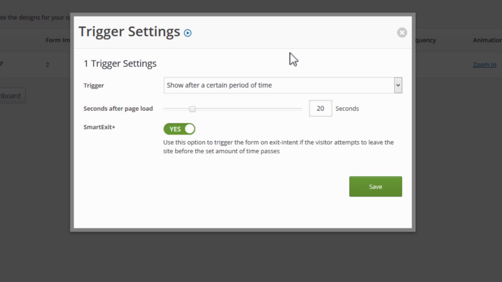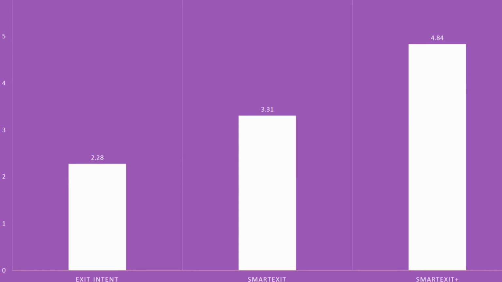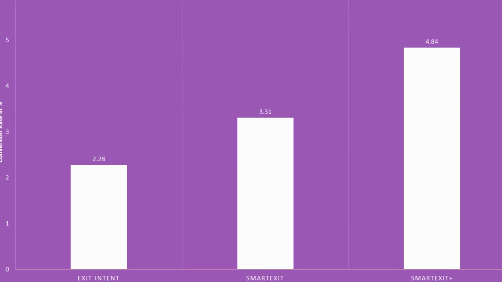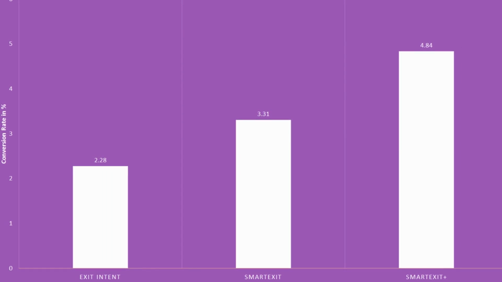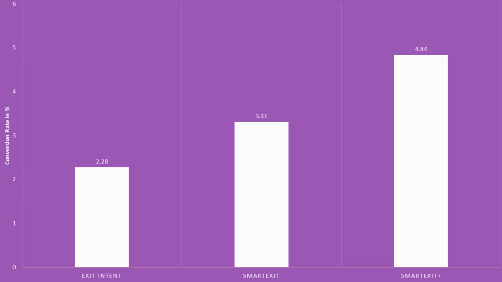So you can think of it as, ideally, we want someone to engage with our content for 20 seconds or whatever time we set here. But if they fail to do that and they try to leave before then, we will show them an exit intent triggered lightbox instead. So these are the two technologies that we've developed and added to Thrive Leads. And in our preliminary testing, the results look very, very promising. So that's how SmartExit and SmartExit Plus work. And we've seen some great performance increases, some great conversion increases from using this.